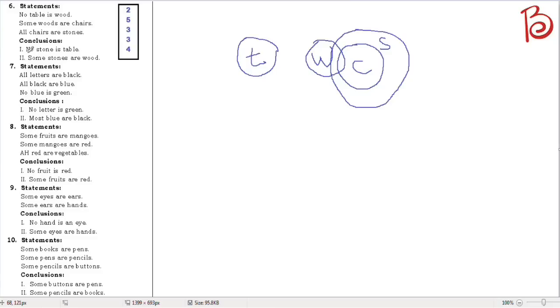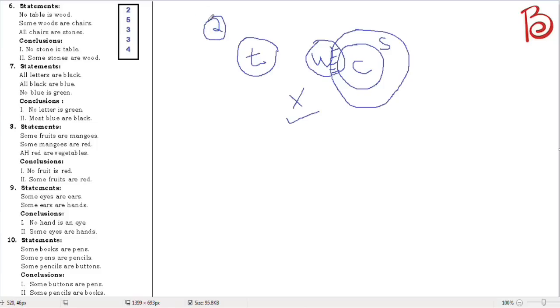Okay, now let's go for the conclusion. No stone is table, so stone is here and table is here, so there is no direct relationship, so it might be right or wrong, but since there is no relation, then it is called no conclusion, so we are going to say that it is wrong. Okay, the next one is some stones are wood. Some stone is here and wood is here, so this part is wood, so the second one is right, so the answer will be the second option.